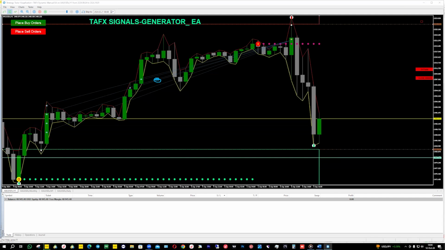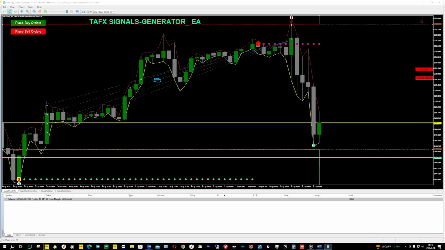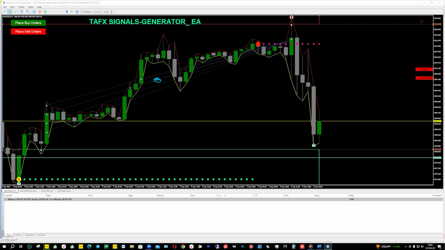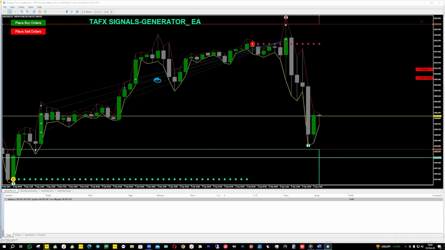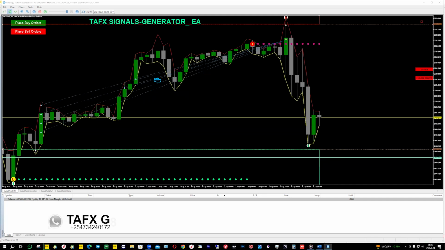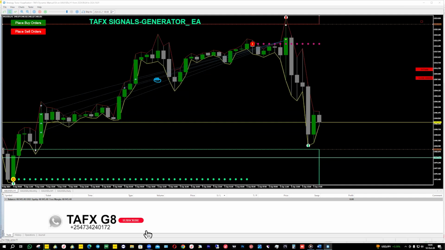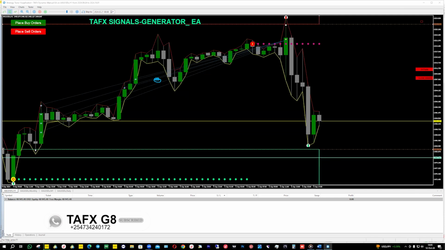So that's how it is, guys. That's how our system deals with the market makers or market manipulation, and that's how simple it is. You trigger the entry, you wait. The other work, it's for the system. If they try to manipulate the market, the system will deal with them.